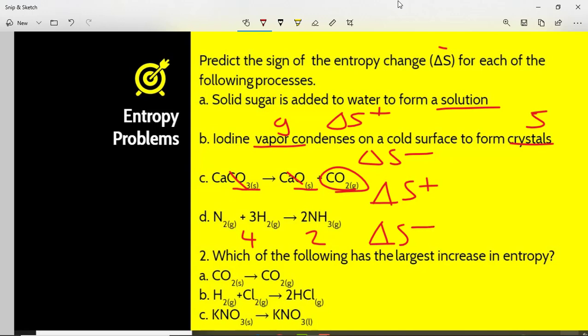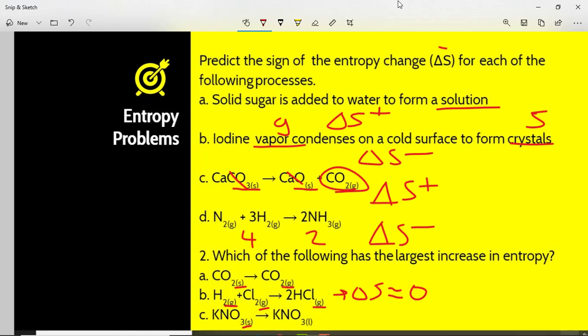So there are fewer moles on the right-hand side, which means there is less disorder, so therefore delta S is negative. Number 2 here says, which of the following has the greatest increase in entropy? So number 1, we're going from a solid to a gas. Here we're going from 2 gases to 2 gases, so 2 moles. So the change in delta S here is very, very small, probably almost 0.